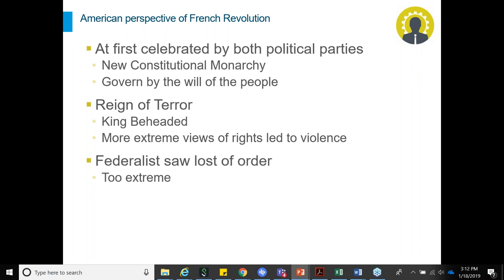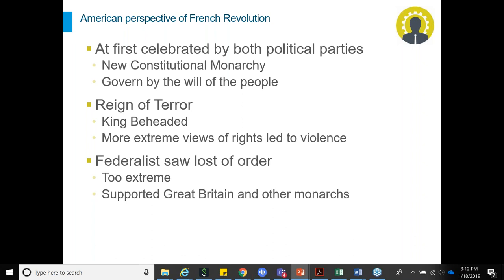So as much as the French Revolution at the beginning was sort of a bipartisan celebration, the Reign of Terror becomes far more political, a far greater division between the political parties. The Federalists really see the Reign of Terror as just a loss of order, that it becomes far too extreme. The Federalists were those who supported the Constitution and believed in a stronger form of government. It was a party, and we'll talk a little bit more about this, that really valued order. And because of what they saw in the Reign of Terror, they really start to push the US government to be more supportive of Great Britain.